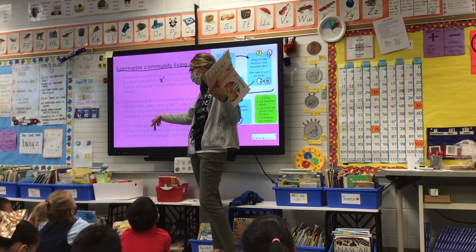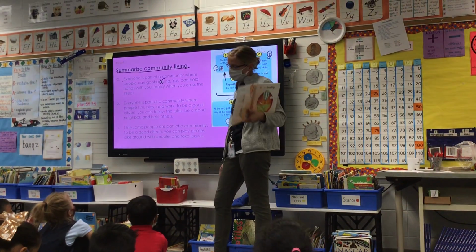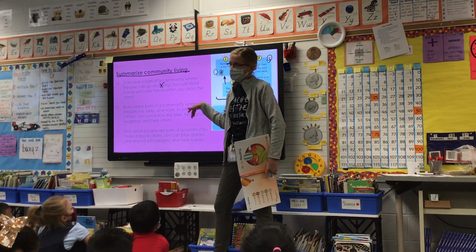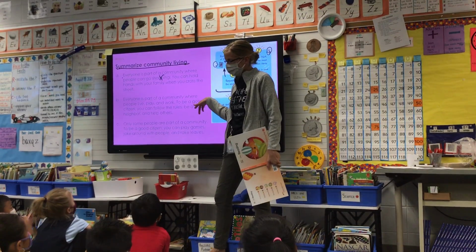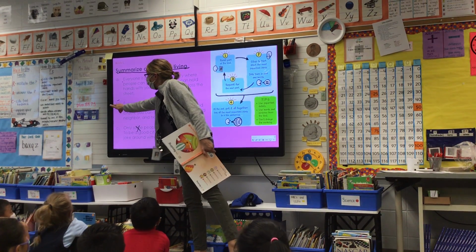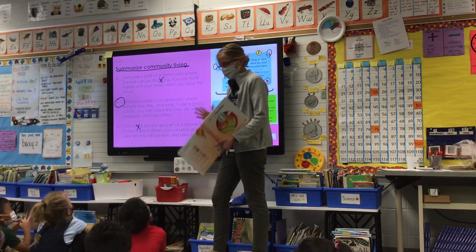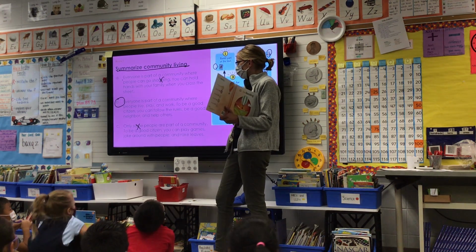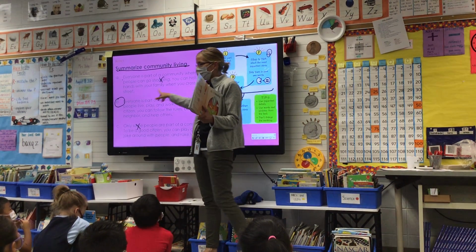The last one says only some people are part of a community. I don't need to read any further because it's not some people, everyone is. So that one's not right. This is what this section was all about. Everyone is part of a community and how to be a good citizen.